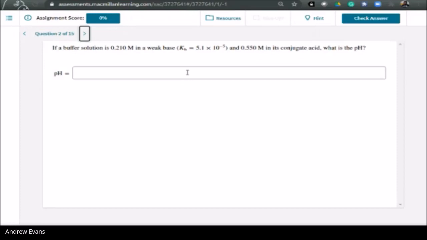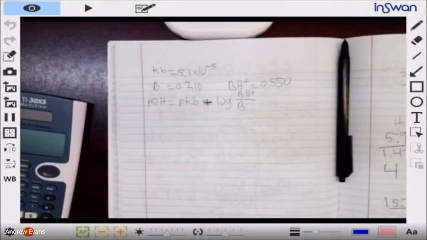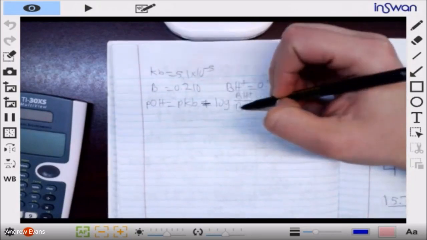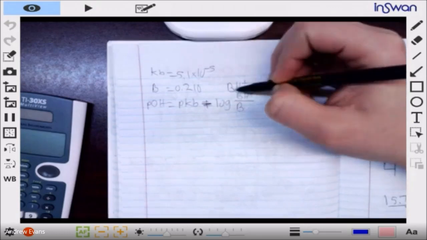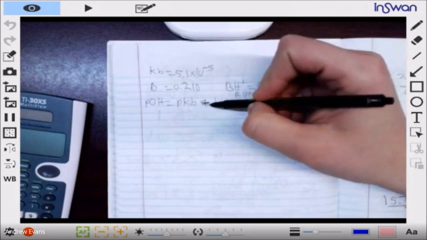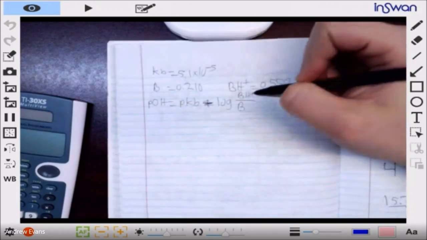So writing the Henderson-Hasselbalch for a base, the equation looks as following. For an acid, it was pH equals pKa plus log acid over base. For a base, it's going to be just the opposite. pOH equals pKb plus log base over acid.